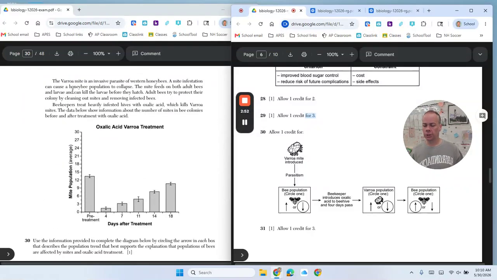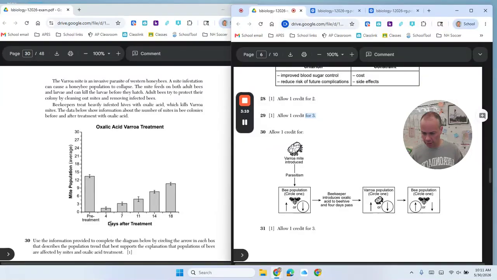So we move on. We start talking about this mite, which is a parasite of the honeybee. You have some reading information. Then you have a graph. This is using oxalic acid to treat and try to reduce these mite populations to help protect bees. And we see the data.